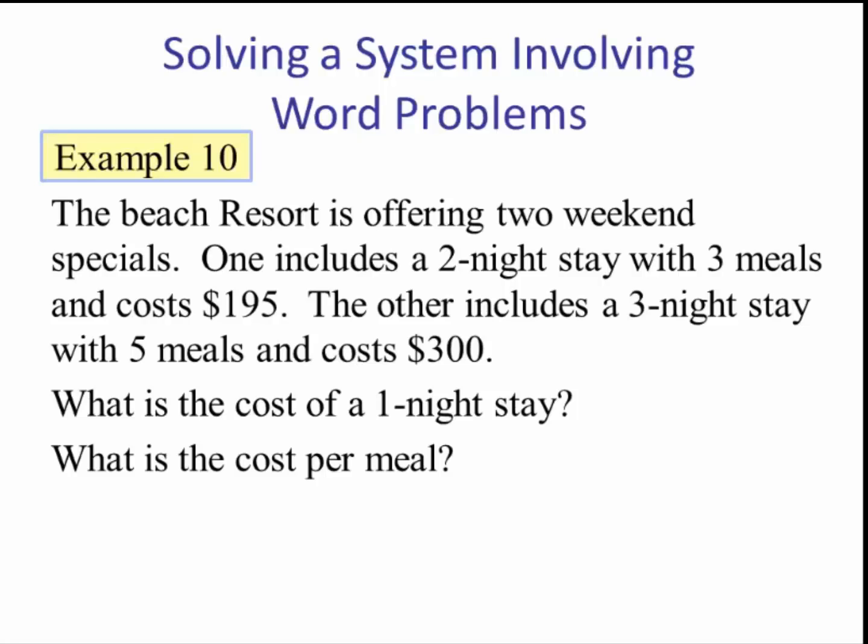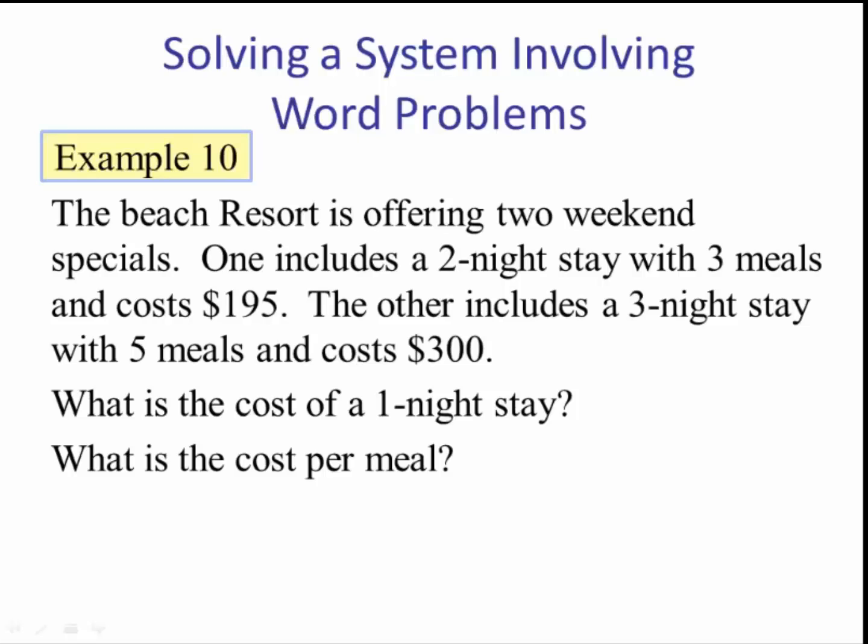Example 10. The beach resort is offering 2 weekend specials. One includes a 2-night stay with 3 meals and costs $195. The other includes a 3-night stay with 5 meals and costs $300. What is the cost of a 1-night stay? What is the cost per meal? What is the cost for a 1-night stay, and what is the cost for 1 meal?